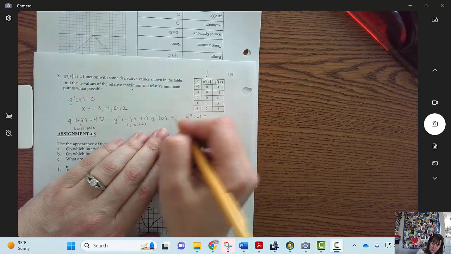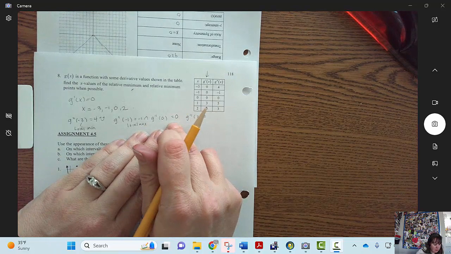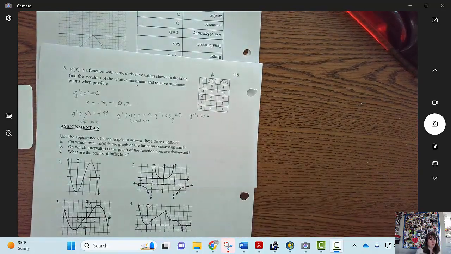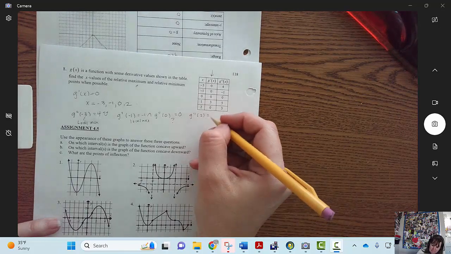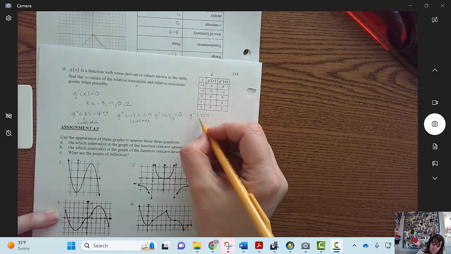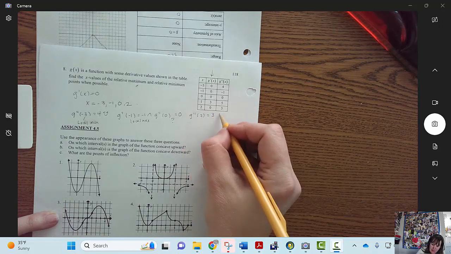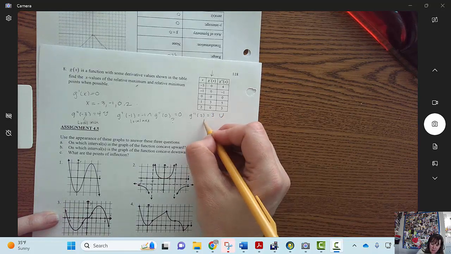Okay, at 0, we have 0. So we might have to do a little bit more thinking here. Let's just put a question mark here and come back and look at that because we don't know for sure what's happening there. Not yet, at least. Okay, at 2, we get 3. So again, that's something that's concave up. That would be a local min.